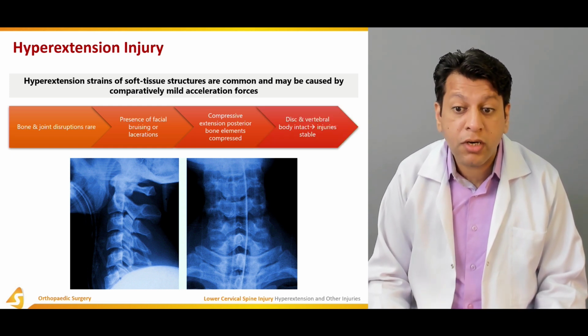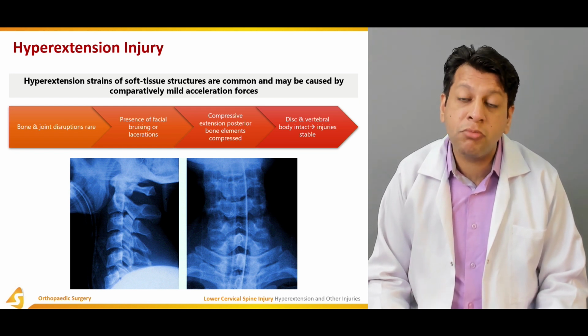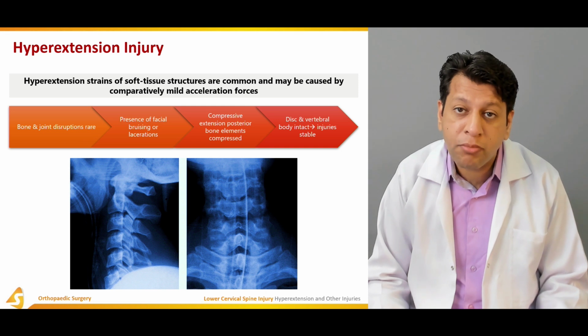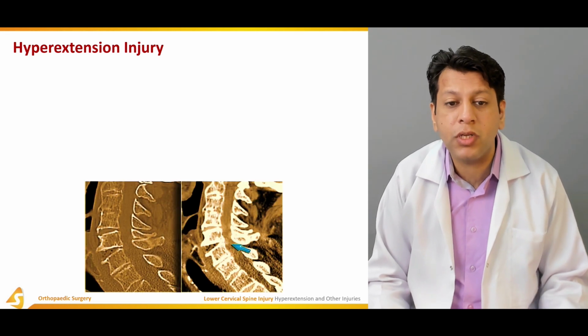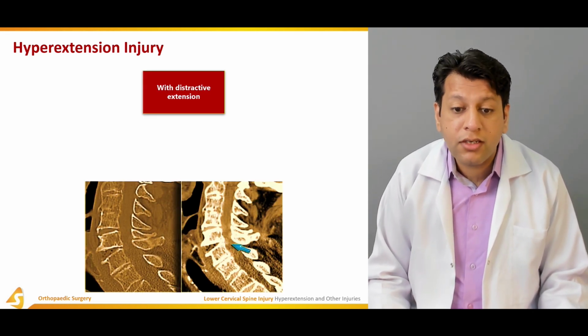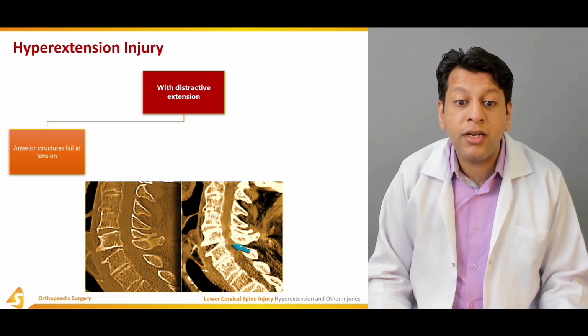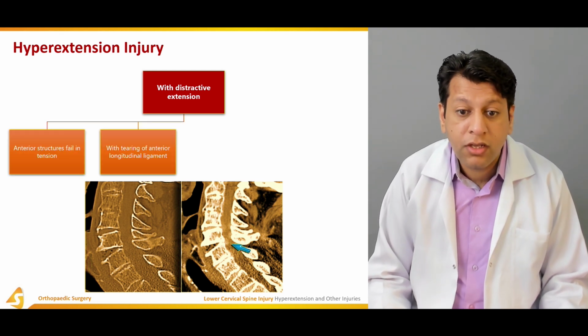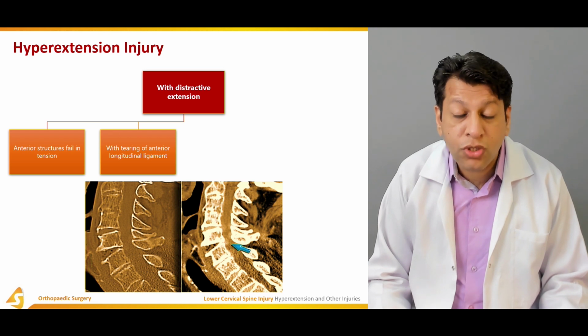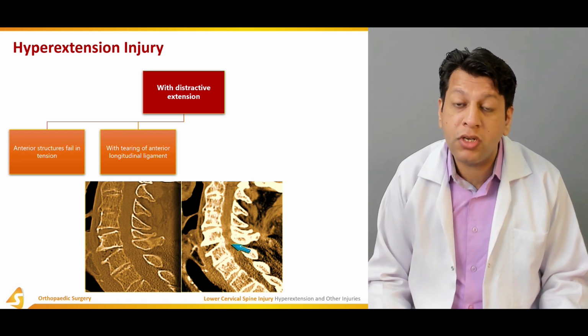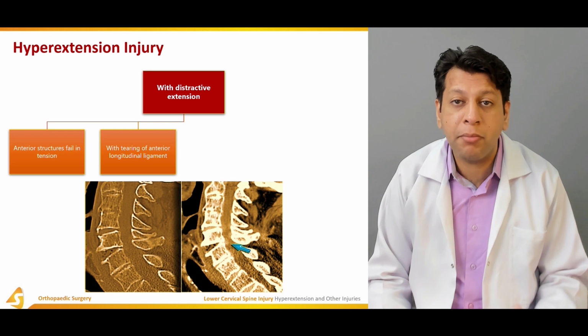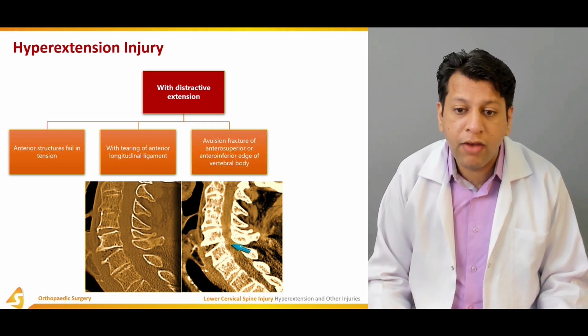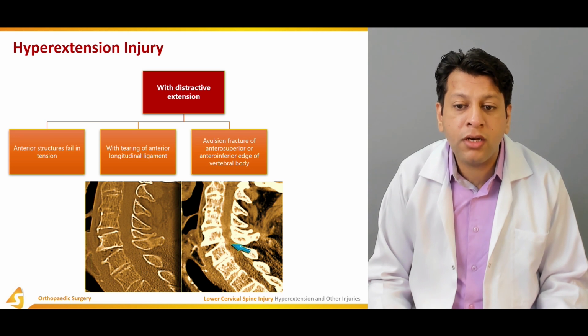So the disc and vertebral body may be intact and injuries may be stable, but it may be associated with ligamentous disruption, which makes it unstable as well. With distraction and tension, what is important is the anterior structures fail in tension with tearing of the anterior longitudinal ligament, which is the most common injury usually associated with hyperextension injury, and there is sprain of the ALL. Avulsion fracture of the anterior superior and anterior inferior edge of the vertebral body may be present as well.